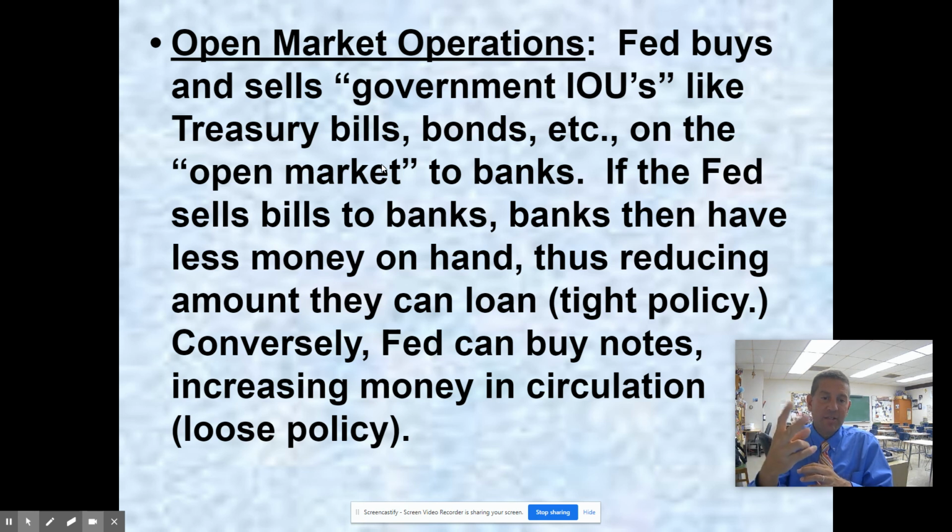And then the opposite of that is true. It can go create money, buy debt on the open market, pump money into the economy. So a very, very quick way to also run tight or loose monetary policy is called open market operations.